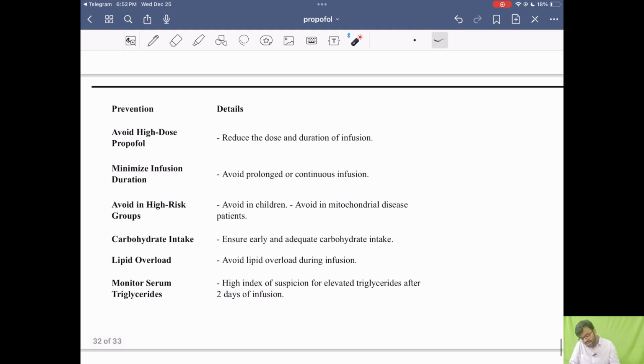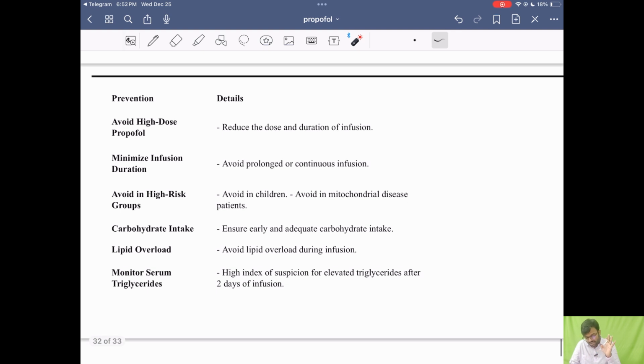Okay, you avoid it in children. You avoid it in patients who have mitochondrial diseases, mitochondrial myopathies. Okay, you give the patient nice feeds. Okay, carbohydrate intake is good. Okay, and you avoid any kind of lipid overload. Don't give any lipid solution, you avoid lipid overload. Okay, and then you also monitor the serum triglycerides.